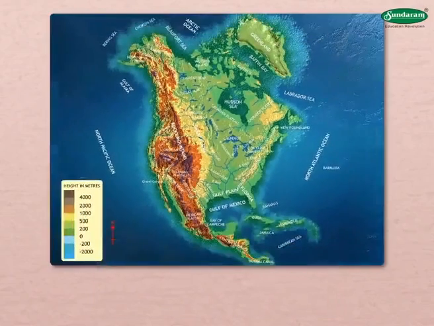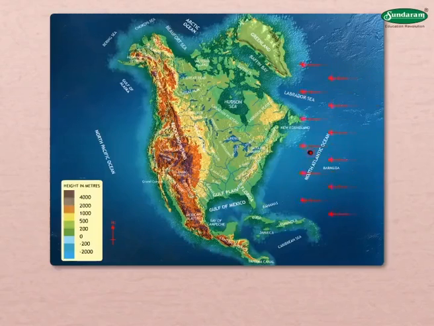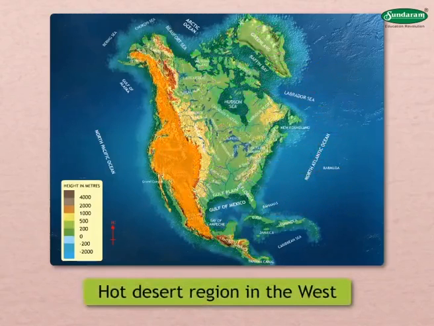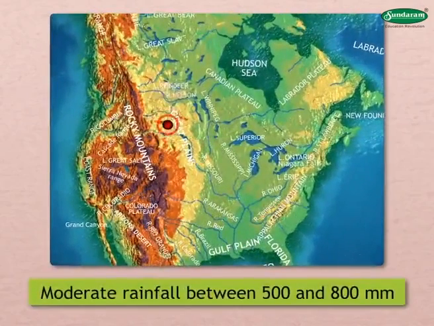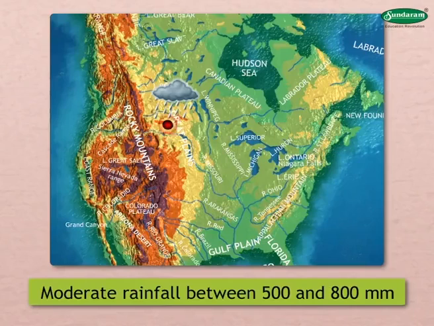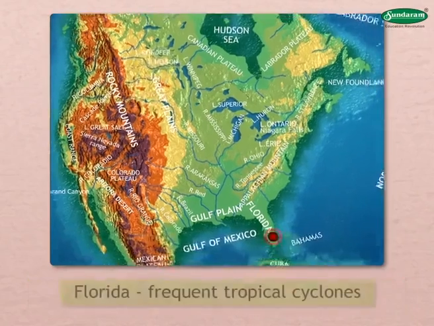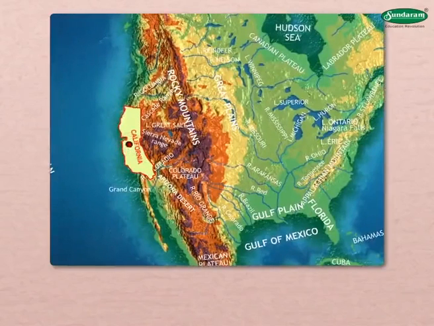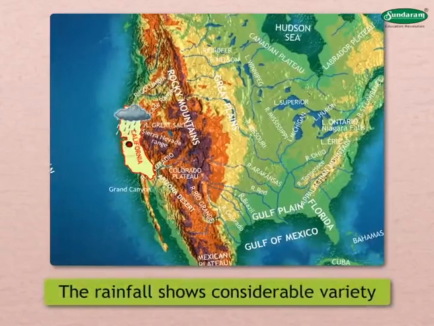In the southern part of the continent, the winds from Atlantic Ocean blow from the east. As a result, the eastern part gets heavy rainfall which decreases in the westward direction. This has given rise to a hot desert region in the west. The Great Plains receive moderate rainfall between 500 and 800 millimeters. Florida, located on the eastern coast, is subjected to frequent tropical cyclones. The southern part of California receives winter rains. Thus, the rainfall shows considerable variety.